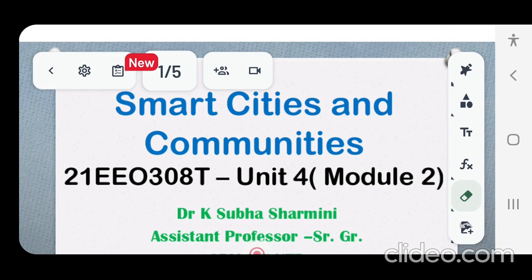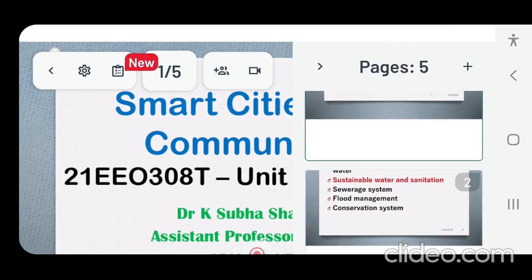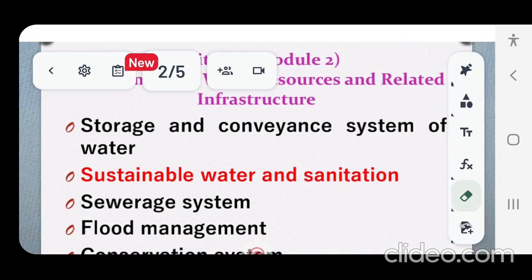Today we will be discussing module number 2 for unit number 4, that is sustainable water and sanitation.